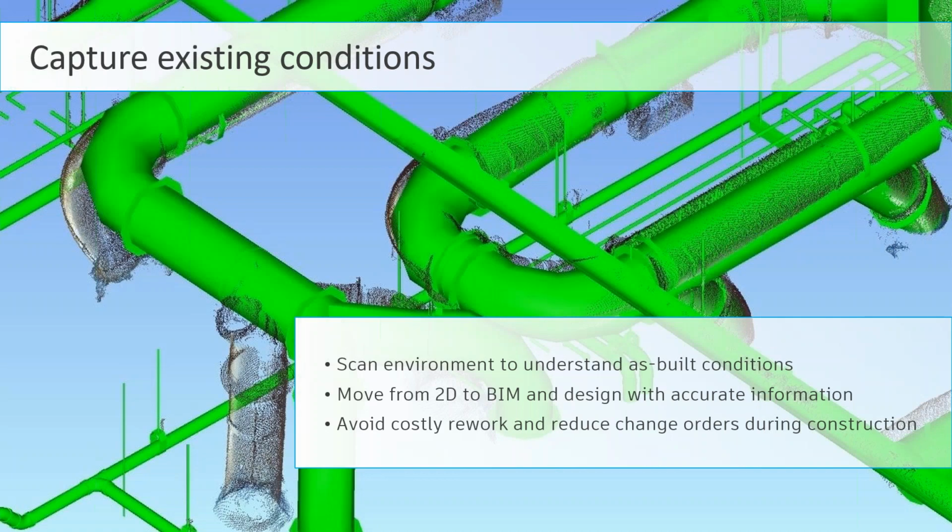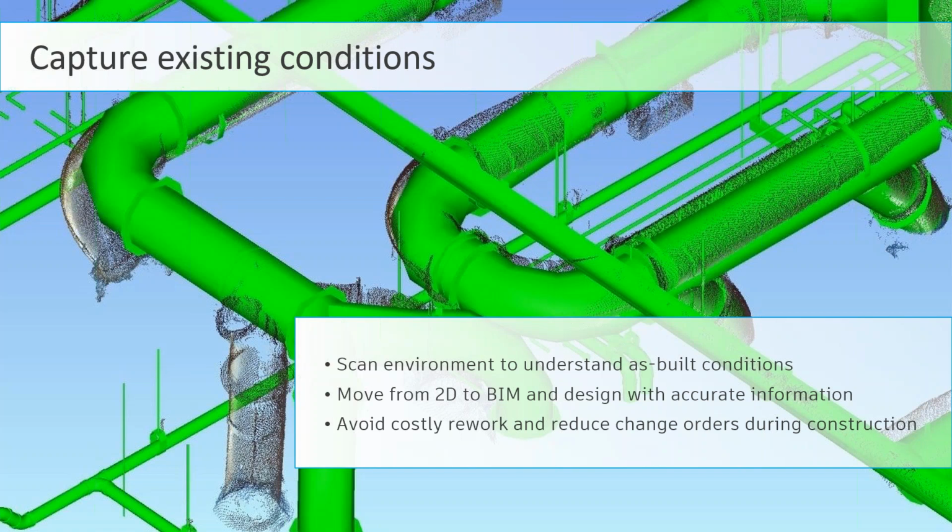Now, why is it necessary to capture the existing or as-built conditions? First of all, it's better to scan that environment. In case you're building a new plant, it is better to understand the as-built condition of that particular plant. Second is the process of moving from 2D to BIM. Moving from 2D to BIM doesn't necessarily mean that you use just plain CAD drawings and then move to BIM. You could also use these approaches to move from scanned information to BIM-based information, and all this information is accurate in this case.